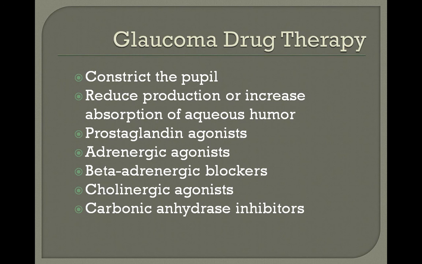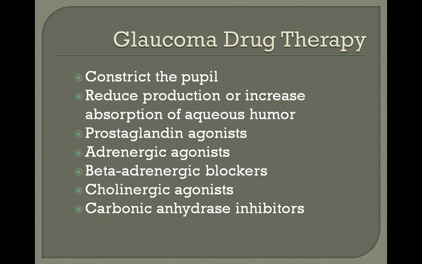agonist, and it works to both decrease the production of fluid, and it also helps to increase drainage. Then you have your carbonic anhydrase inhibitors. Diamox is a type of CAI, or carbonic anhydrase inhibitor. And so the way that these medications work is that they reduce eye pressure by decreasing the production of intraocular fluid.